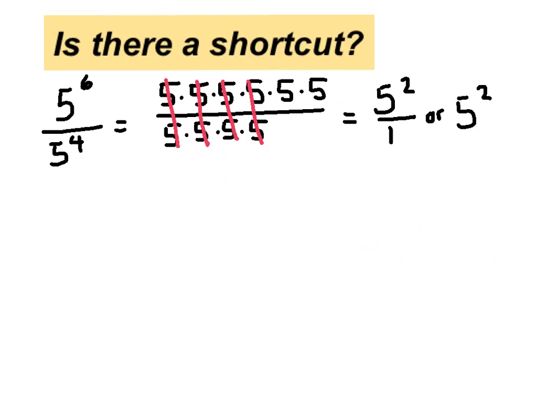Okay, again, I'm going to ask, do we see a shortcut that we could use rather than writing out all of our factors and canceling out the common ones and seeing what we have left? So if we take a look at what we started with, 5 to the 6th power divided by 5 to the 4th power, and looking at what our final answer was, 5 to the 2nd power. Do you see a pattern or a shortcut we could apply here?